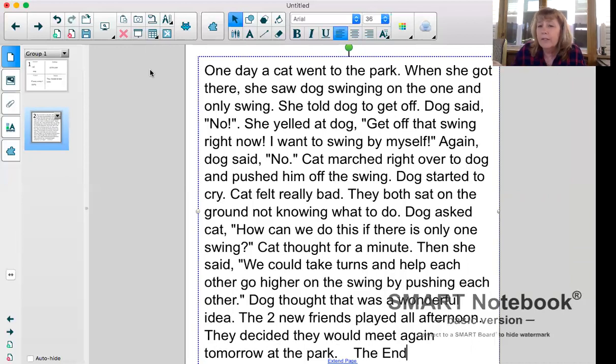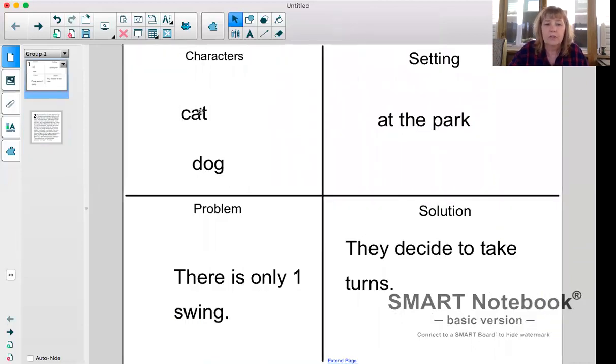So look at that. I wrote that just thinking of using those 4 squares. Let's go back and check and make sure that I used all those. Characters, cat and dog. What was the setting? At the park. Problem, there's only one swing. What was the solution? They decided to take turns.